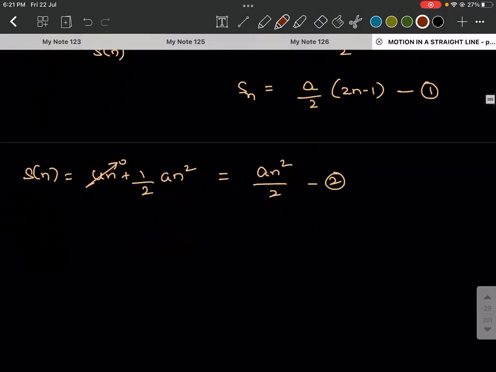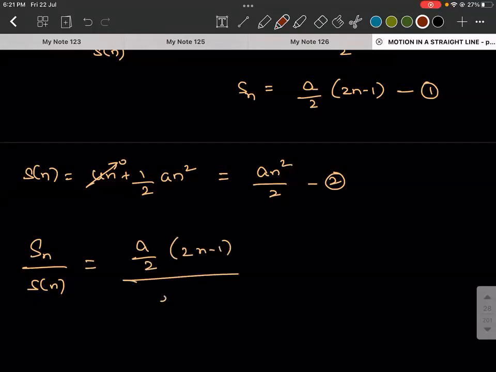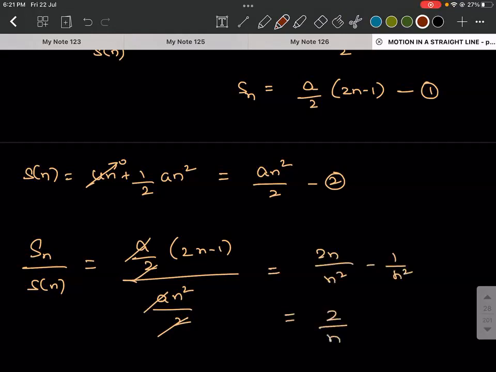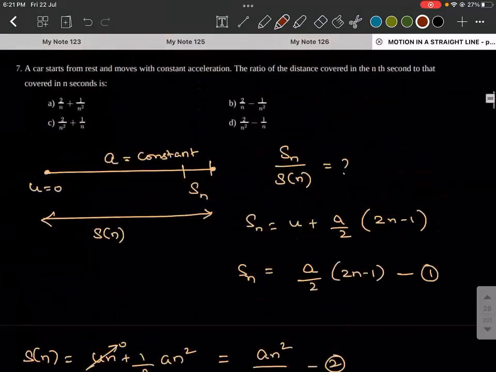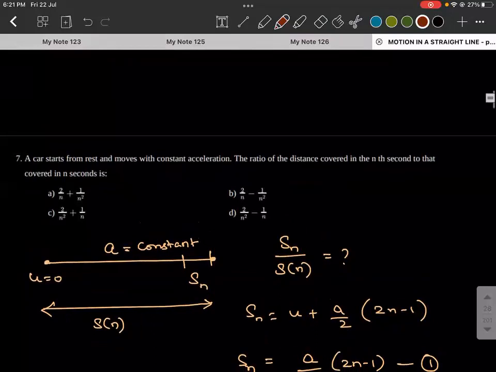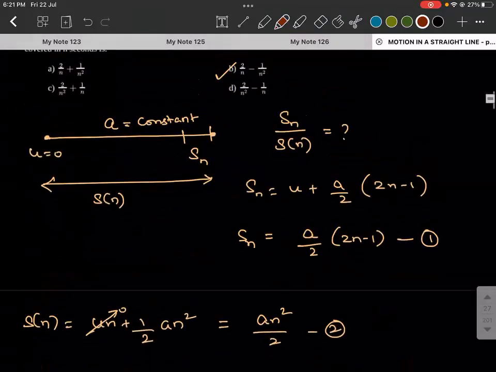Divide both. Sn divided by S of n will be equal to A by 2 into 2n minus 1 divided by an square by 2. 2 and 2 are gone, a and a are gone. So 2n divided by n square minus 1 divided by n square, or 2 by n minus 1 by n square will be the required answer. Option B.